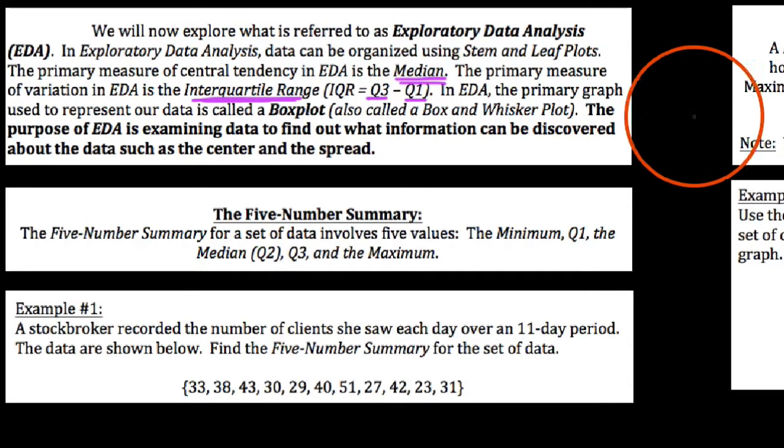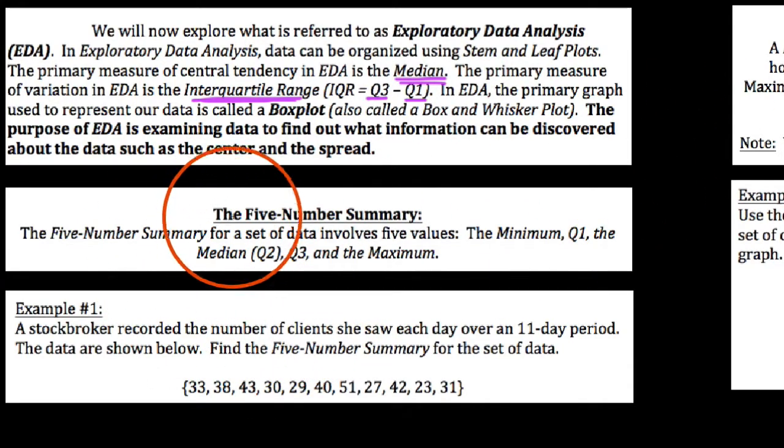So notice here that I say that the primary graph used to represent our data is called a box plot. In this video, now that we've defined what exploratory data analysis is and that we use the median and the interquartile range to measure the middle and the spread, we're going to talk about what the 5-number summary is and essentially how you construct a box plot that corresponds to a given set of data.